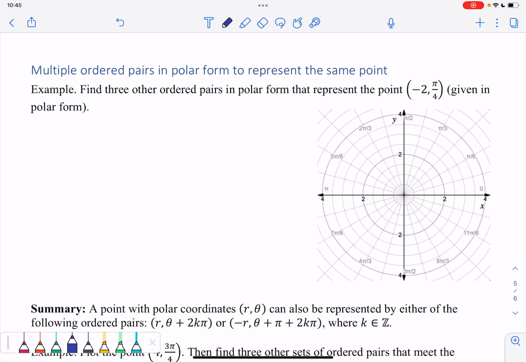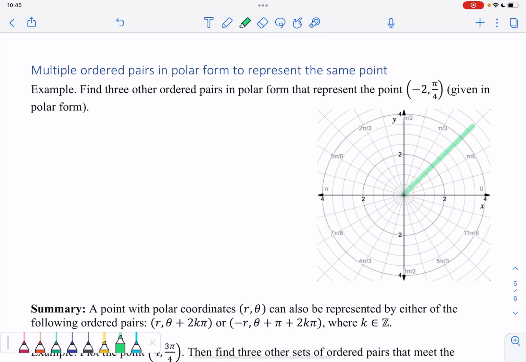Multiple ordered pairs in polar form can represent the same point. So, example: find 3 other ordered pairs in polar form that represent the point (-2, pi over 4), given in polar form. So let's graph that first. Let's graph this point, (-2, pi over 4).